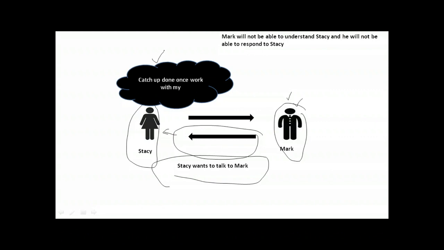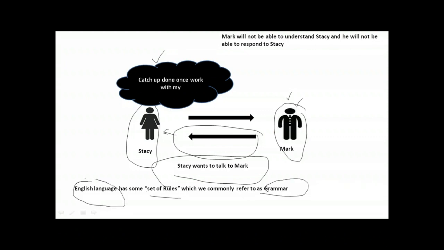Stacy didn't follow the set of rules for English. What are the set of rules for English? The set of rules for English is grammar. So for the language called English, the set of rules is grammar. And our Stacy didn't follow the grammar. She didn't follow not only grammar, but anything in English. She didn't follow the basic sentence formation that is required for Stacy to talk. She didn't follow the set of rules.